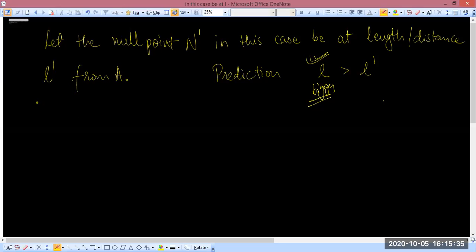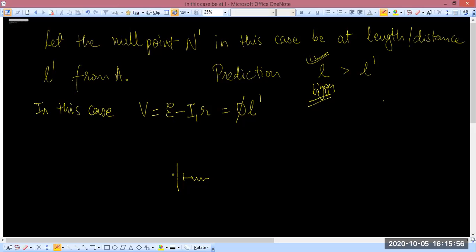Anyways, in this case, V is equal to epsilon minus I1R is equal to phi L dash. Is this equation clear? I want all of you to focus. I am drawing this diagram again so you don't have to look back. I want all of you to focus on this part.